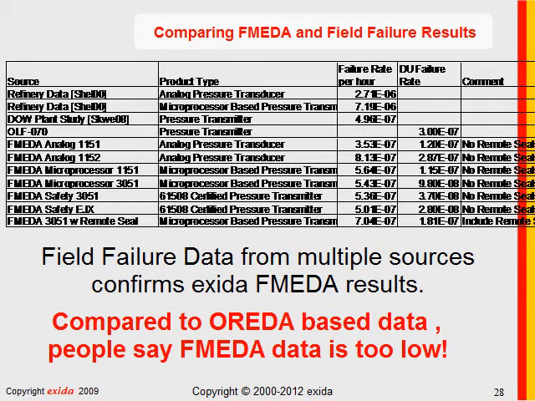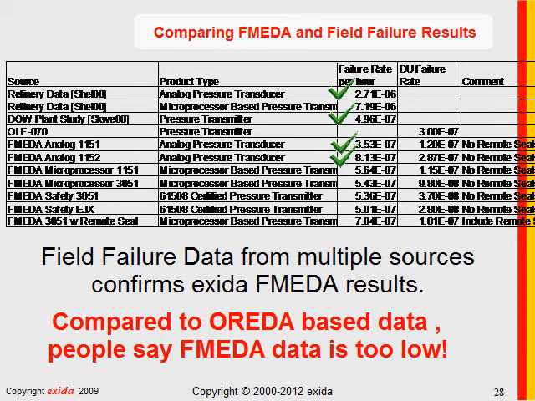We can also compare FMEDA results with a number of public field failure studies. If we compare typical FMEDA results with failure rates in the range of 3.5 to 8 times 10 to the minus 7 with plant studies from the chemical industry, we see we're right in the exact correct range. Even older failure studies are not that far out.